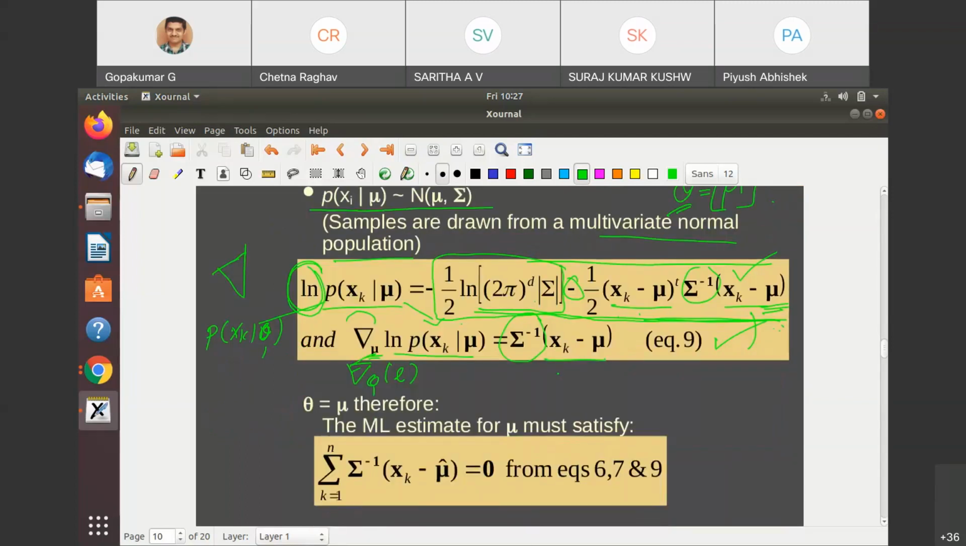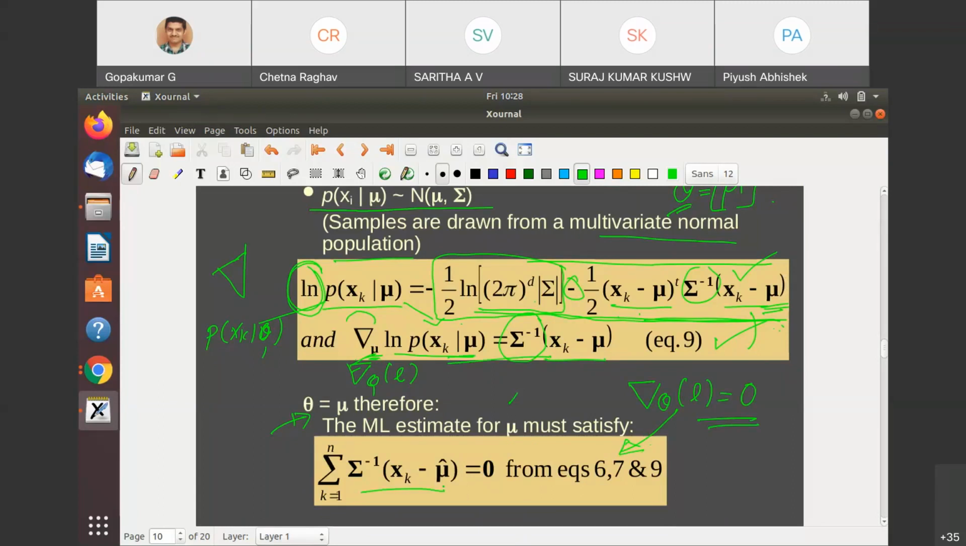Here we know that theta is mu, and what we have to do is set del theta of L equal to 0. This is the way we can find the optimum value for theta, so that principle is applied here. We have already found the derivative with respect to mu of this particular function, and then we equate that to 0.